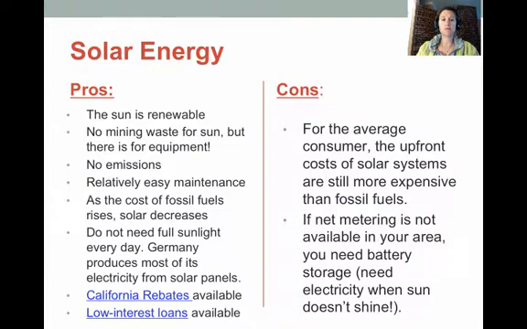They're relatively easy to maintain, and as the cost of fossil fuels rise, the cost of solar will decrease, because as we start to run out of oil, the cost is going to go up and up and up, whereas you're not really going to run out of sun. And the other nice thing is you don't need direct sunlight every day. Germany actually produces a ton of solar energy, and they don't have nearly as much sun as we have here down in Southern California. And a lot of countries and states provide rebate programs. So California has a rebate program. You can also often get low interest loans for doing solar. So those are some of the pros.